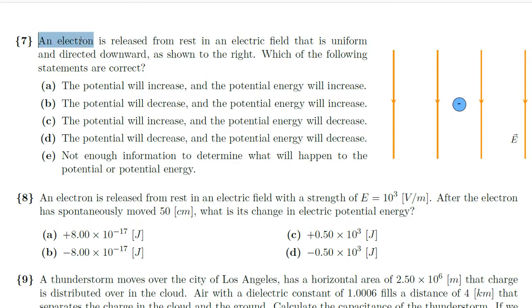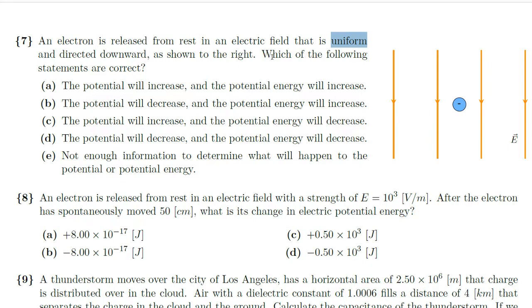An electron is released from rest in an electric field that is uniform. Okay, so just like I mentioned in the previous problem, uniform meaning that this electric field has the same direction everywhere. So in this case, it's down everywhere. And it has the same magnitude, which is indicated by the field lines being equally spaced. Okay, so there's your uniform electric field, and there's the electron that's released from rest in there.